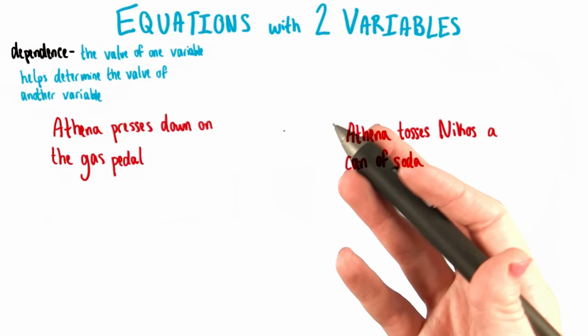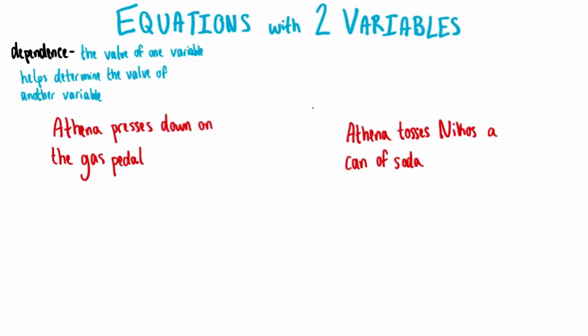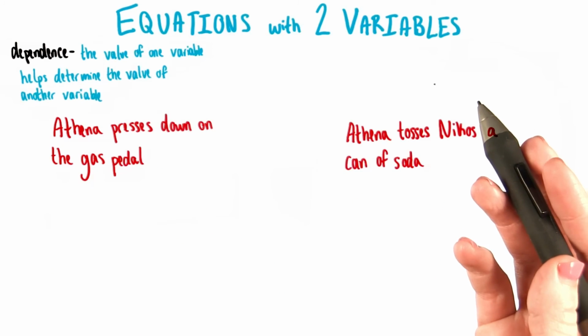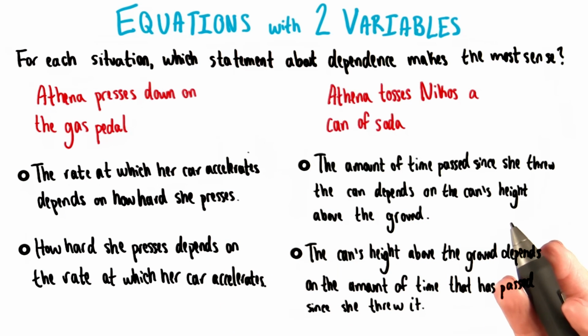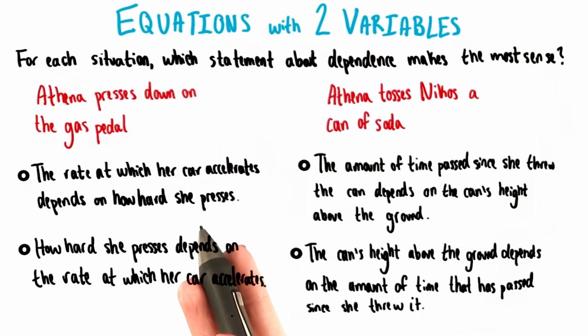Now, a couple of other situations that involve dependence between quantities surfaced during Athena's trip. Athena used the gas pedal while she was driving, and when she got to her brother's house, she tossed him a can of soda. Now, for each of these two new situations, please tell me which of the sentences below probably describes the situation involving dependence.